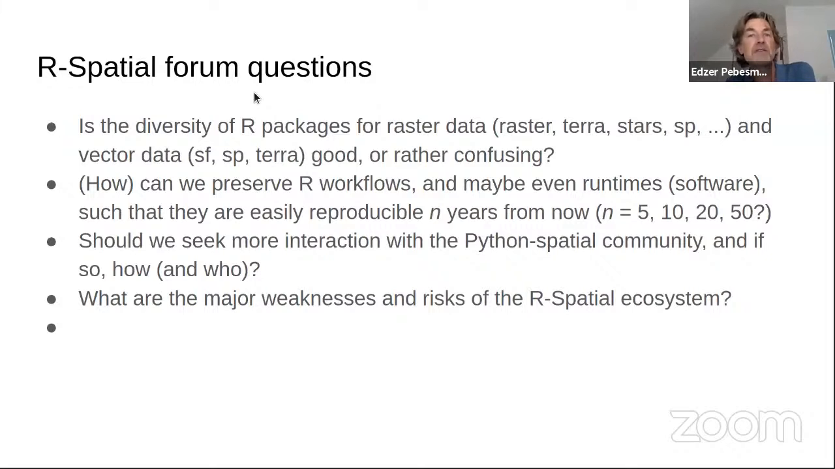So as a first kickoff question: the diversity of R packages. For instance, for raster data, like we have now raster, Terra, stars, SP, and potentially a number of other ones, and sort of native R structures. And also for vector data like SF, SP, and Terra. Is that good or is it rather confusing? Or both? Anyone?